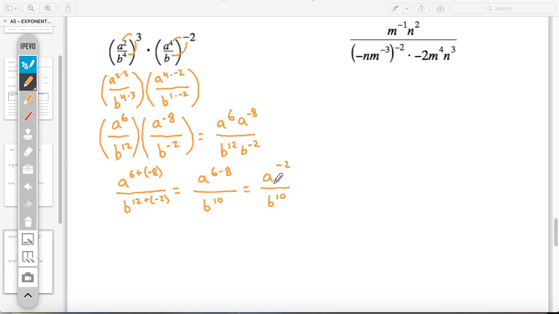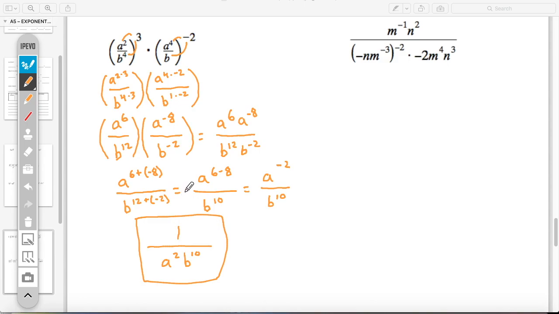Okay, so my last step, I have a negative exponent in my numerator, so I'm going to change the sign, or cross the line and switch the sign. So this a to the negative 2 comes down here. So I'm left with 1 divided by a squared b to the 10th.